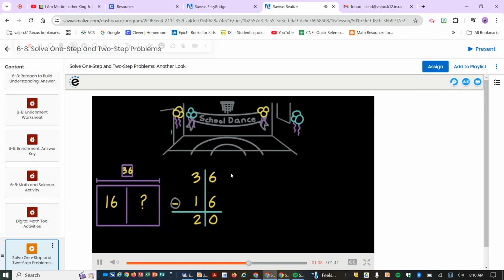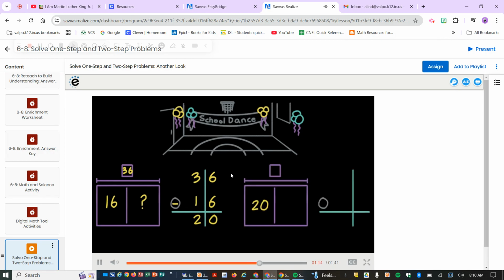And I love bar diagrams, and it looks like I can use one again. I'll place 20 for the students who were left on the left of the diagram, and 10 for the students who came in on the right. I see. I can add to find the whole. 20 plus 10 equals 30. There are 30 students at the dance now.